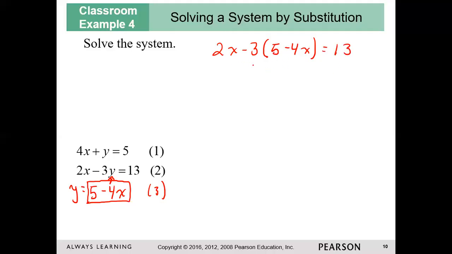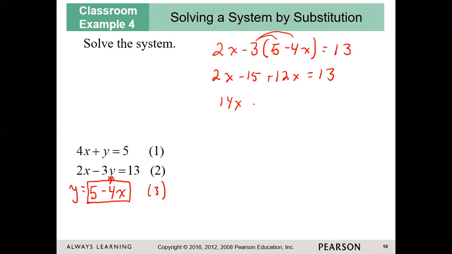And now we're right back to chapter 1. Yes, x is in a couple of different spots, but we can still solve for it pretty easily. So 2x minus 15 plus 12x is equal to 13. We get that by distributing our negative 3 into both the 5 and the negative 4x.